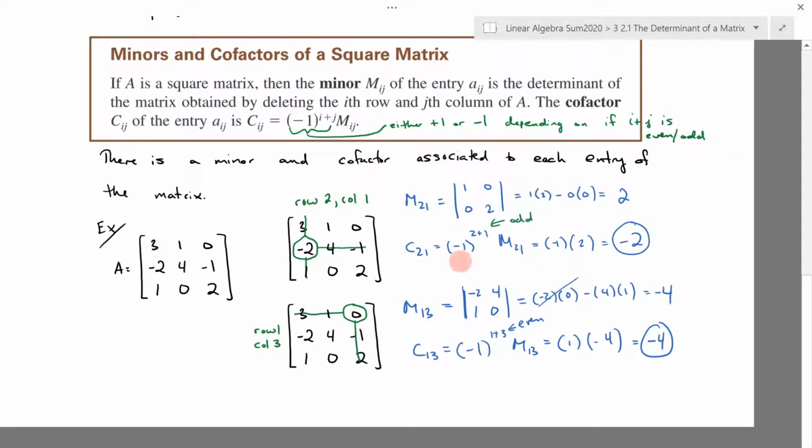So basically what this extra factor does is it takes the opposite sign if this sum is odd, and then it takes the same sign if this sum is even. Okay. So that's how you calculate the cofactors, right? We've only calculated for 2 of the entries of this matrix, but any matrix has a corresponding cofactor for every single entry, right? So for this matrix A, I could calculate 9 different cofactors.